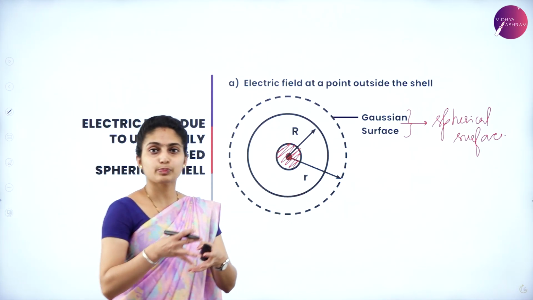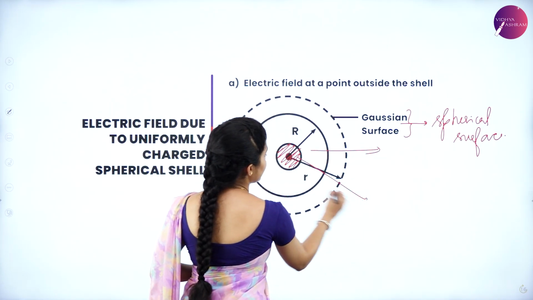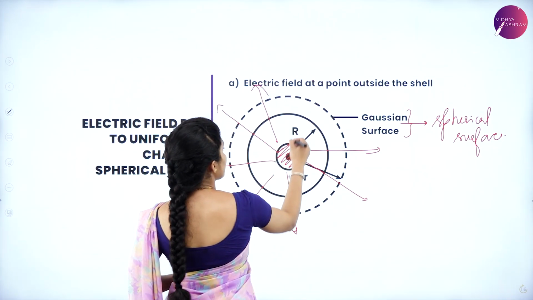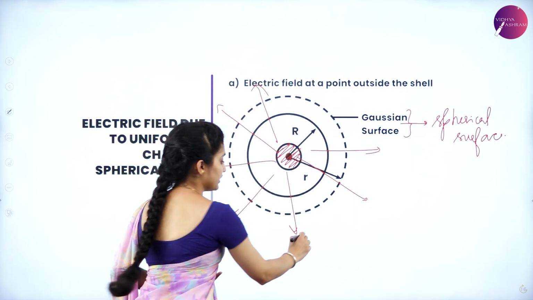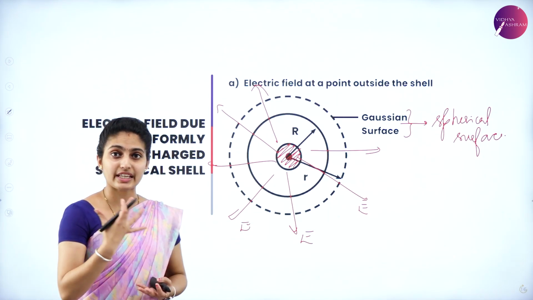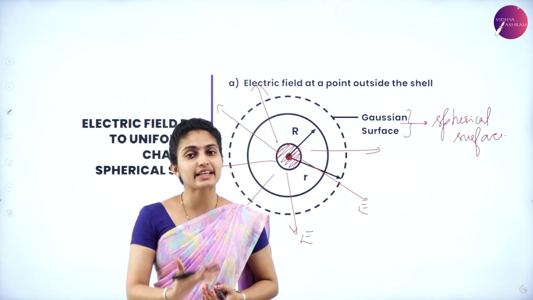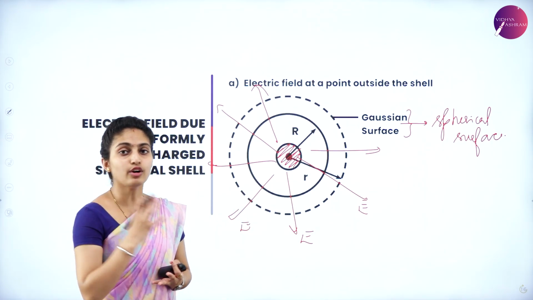Since it is a spherical surface, the electric field is radial everywhere. It is always perpendicular to the surface. The red lines depict the electric field. Since it is radial everywhere, the surface area never becomes zero. So for the Gaussian surface, you are calculating the flux.